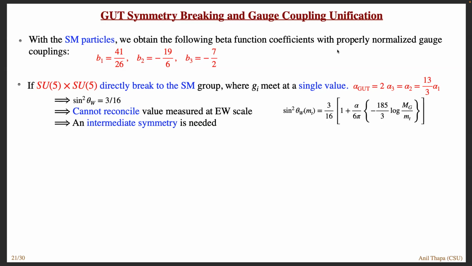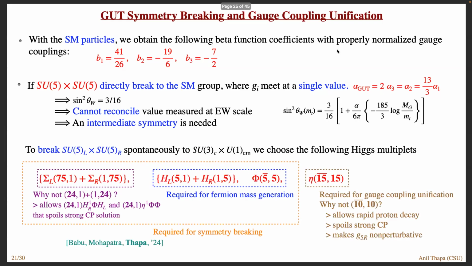And this is some simple formula for sin squared theta_W at the top quark mass. You are not going to get it right. What does it imply now? It immediately implies that you cannot break this SU(5) plus SU(5) directly to the standard model. So you need to have some intermediate scale breaking, so that you change the behavior.